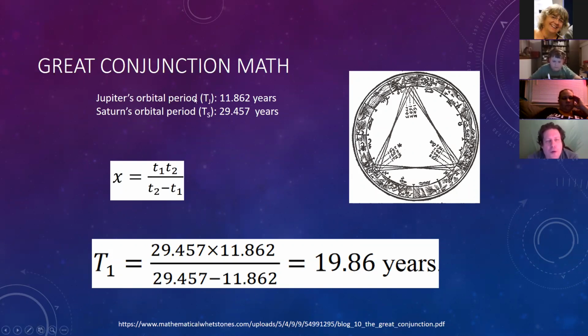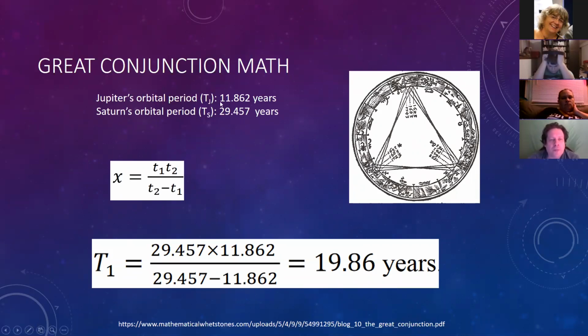I promise this is the only math, and it's really not all that heavy. Jupiter's orbital period is about 12 years, which means it takes 12 Earth years. Remember, a year on Earth is how long it takes the Earth to go around the sun once. It takes Jupiter 12 years to go around the sun once. Saturn, being further away, takes about 30 years.